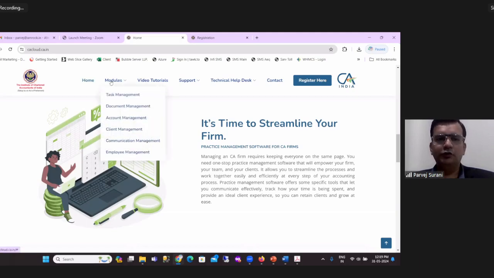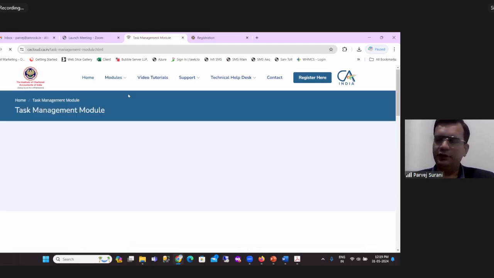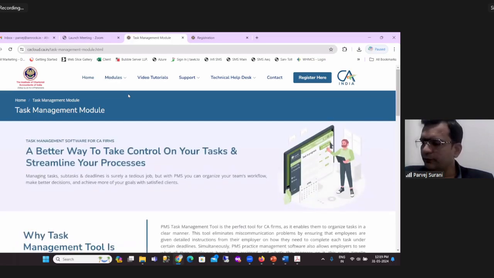How many modules does PMS offer? There are so many modules: task management, document management, account management, client management, communication management, employee management, email scheduler, calendar control. Every module is available in the PMS software. So let me start with the first module, task management.